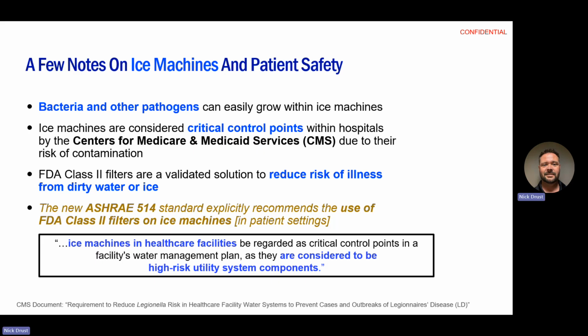Third, ASHRAE 514 recognizes validated microbial barriers can be used as one of several risk reduction strategies if facilities determine they're appropriate. If your facility's water management program currently overlooks ice machines, ASHRAE 514 is essentially telling us it's time to reconsider that approach.